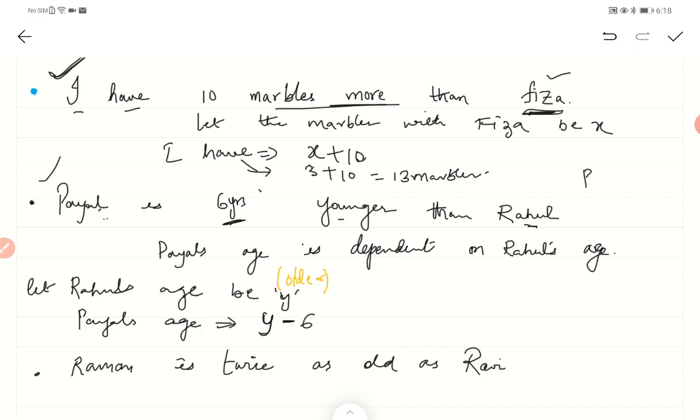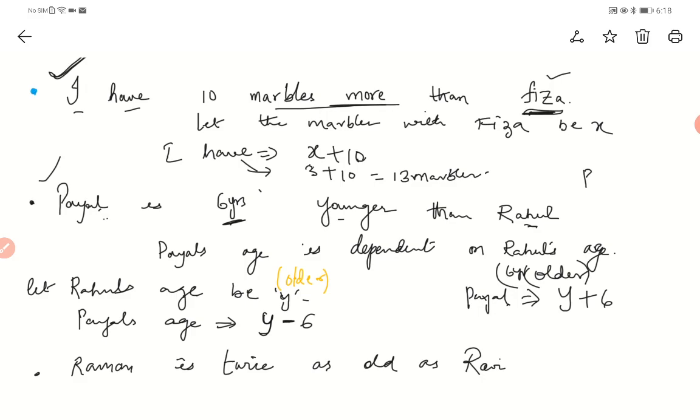what will be your expression? Rahul's age is y. Now Payal's age will be 6 years older than, then what will it be? Older means Payal is 6 years bigger compared to Rahul. So if Rahul's age is y, then we add 6 and we get Payal's age, isn't it? This is for when you say Payal is 6 years older than Rahul. Okay, please understand this and try to get the expressions.